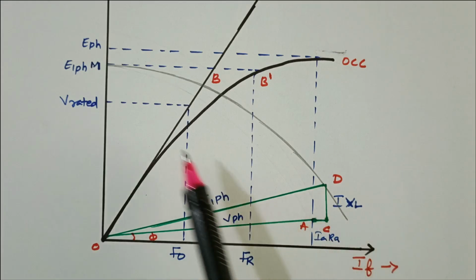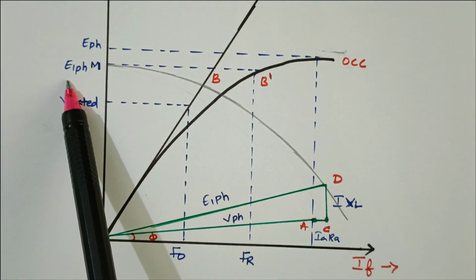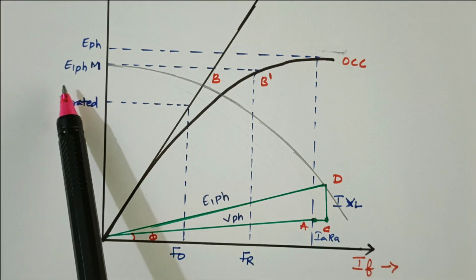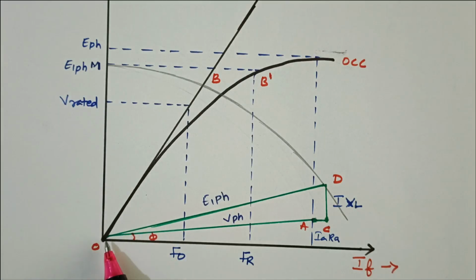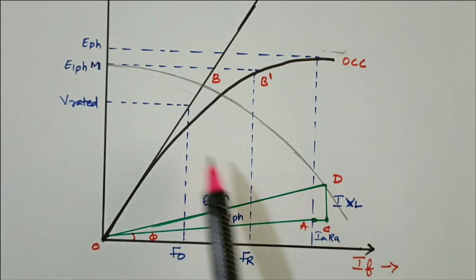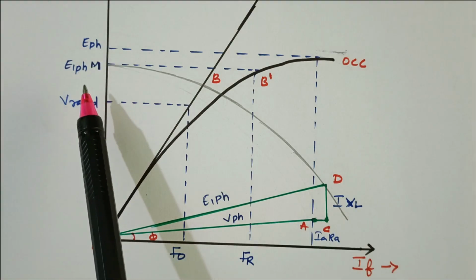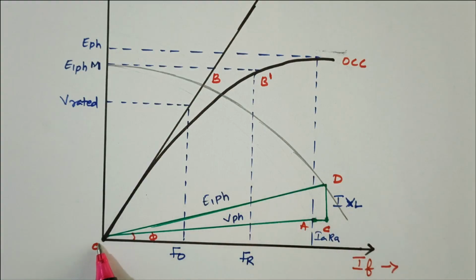Now we have to draw this curve. We'll see how to draw that. Calculate the value of E1 phase using the formula. From E1 phase we got the value OD. With O as a reference and OD as a radius. So while calculating E1 phase we got this value OD. So draw the arc with O as a center and OD as a radius.